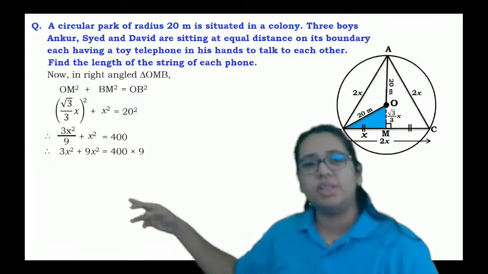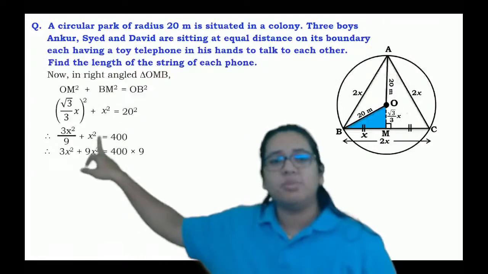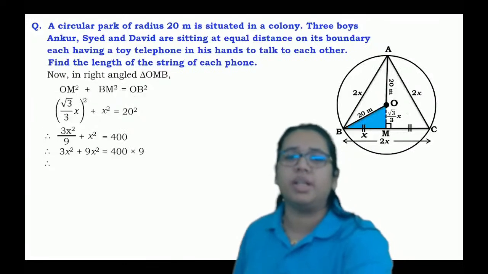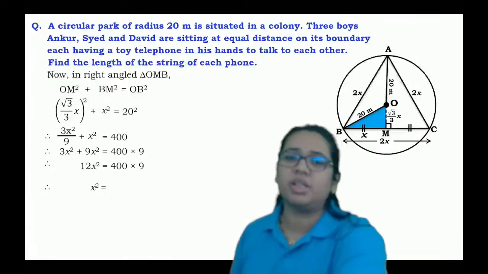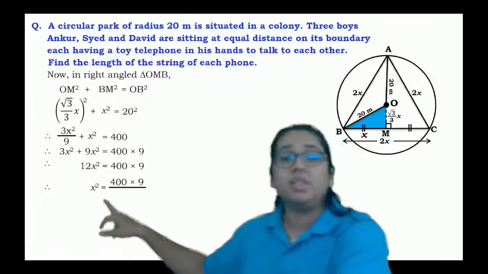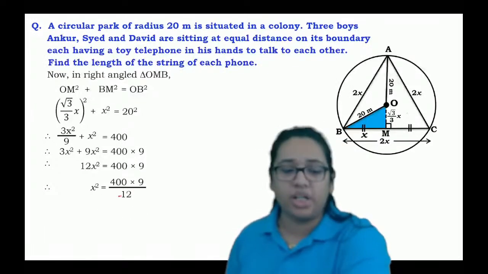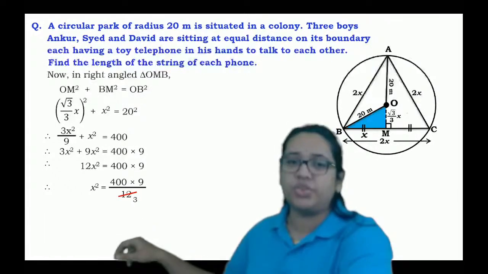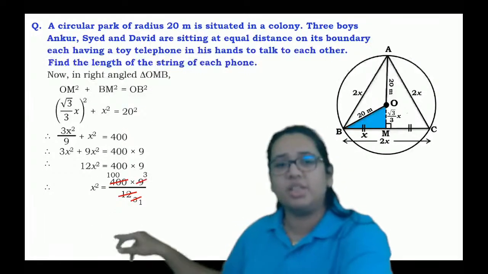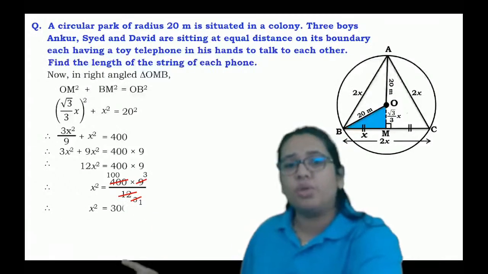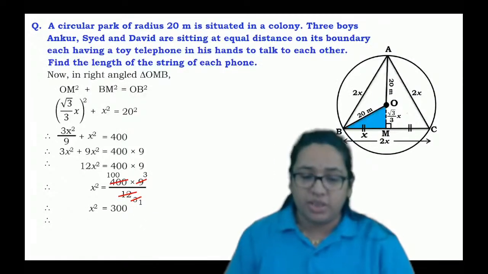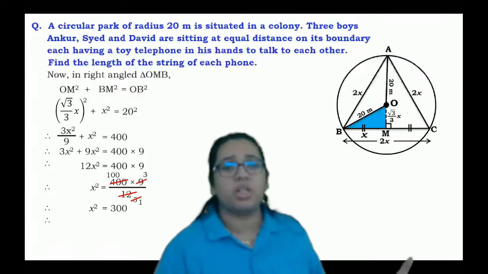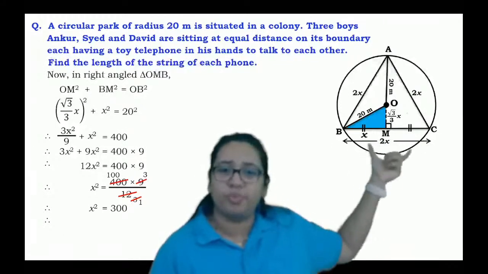So we'll simplify this one. 3x square plus 9 times x square is equal to 400 into 9. So 12x square is equal to 400 into 9. Hence the value of x square will be 400 into 9 upon 12. So you can easily say that 4 threes are 12, 4 hundreds are 400, 3 ones are 3, 3 threes are 9. So the value of x square will be 300. What do we want? We just want the value of BC, right?